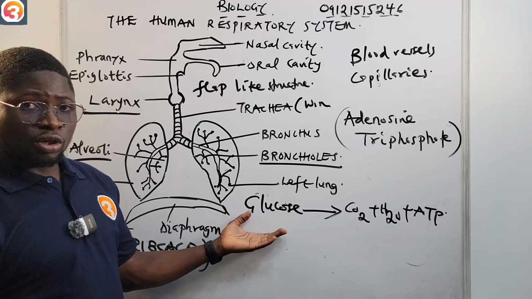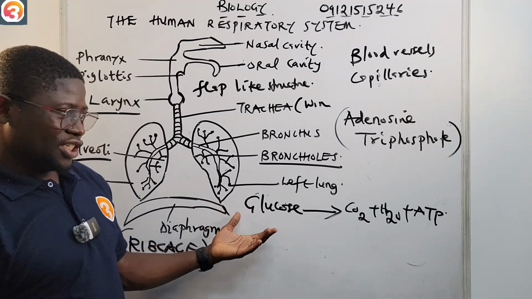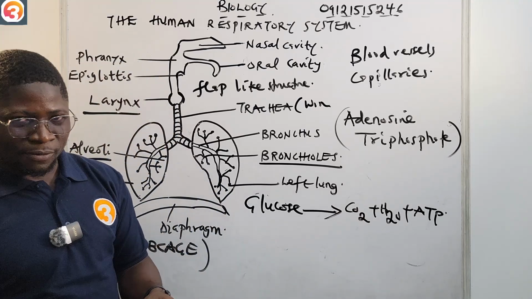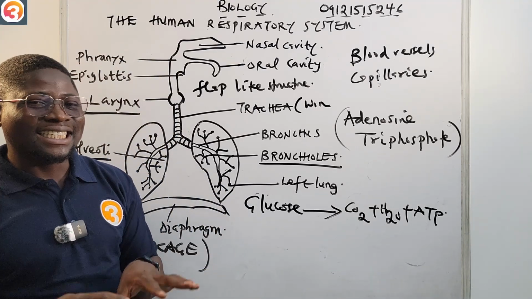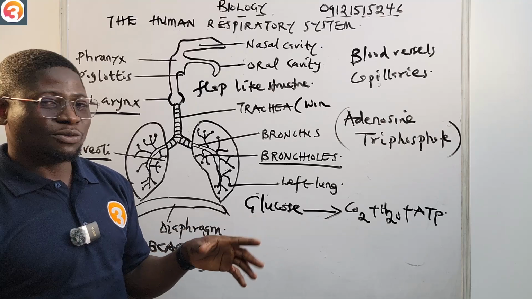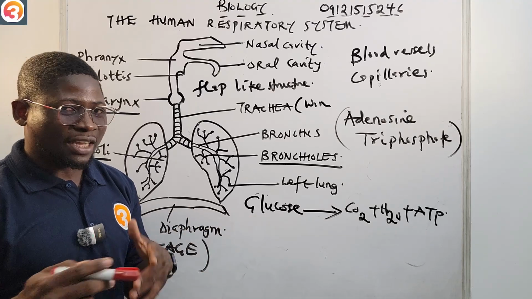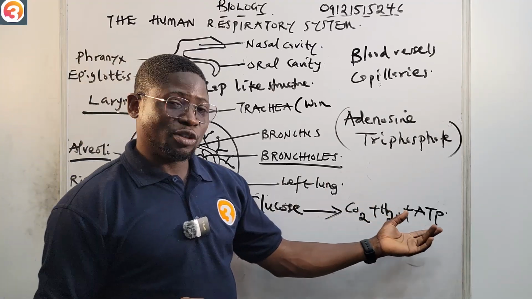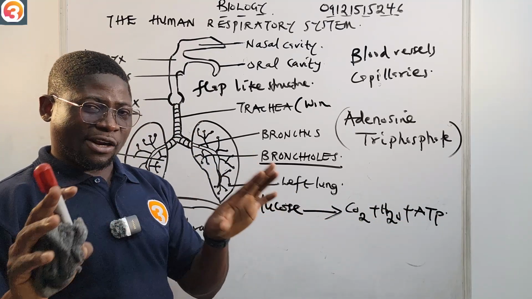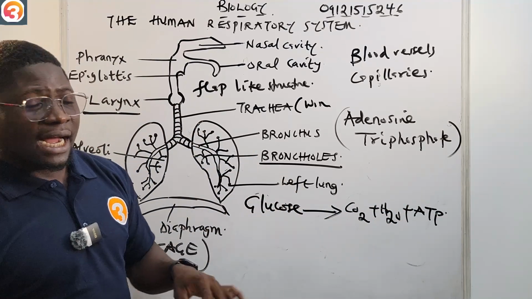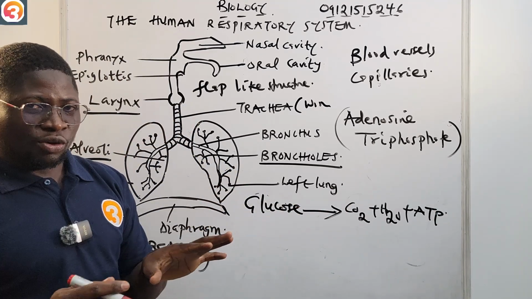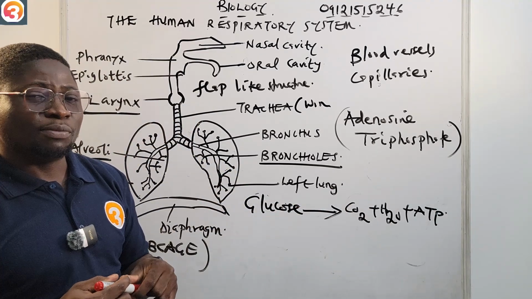So glucose is broken down to release energy. ATP is the energy that is formed, adenosine triphosphate. And how is this energy formed? Through a series of chemical reactions that leads to the formation of ATP. We'll talk about cellular respiration in another episode. For now, just know that ATP is the energy that is formed. And how is it being formed?